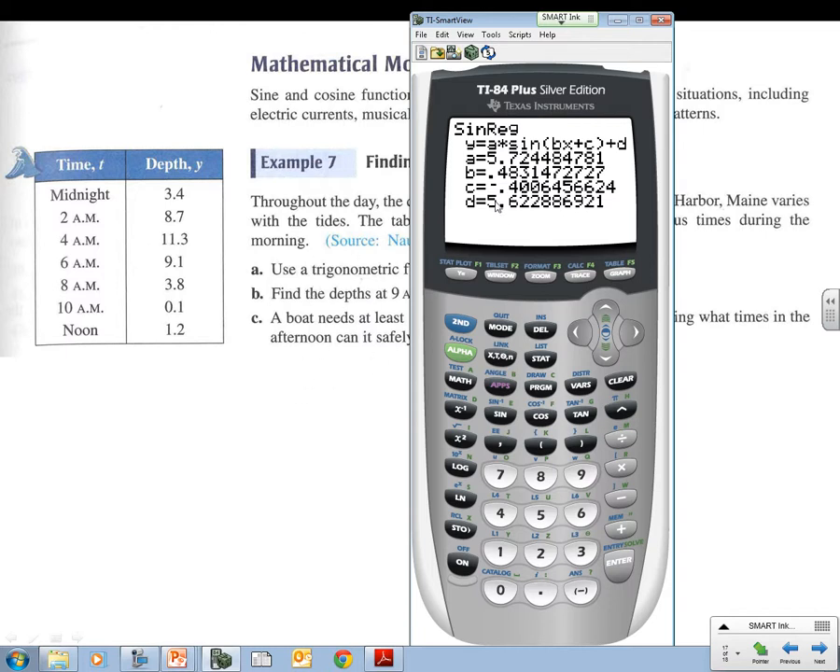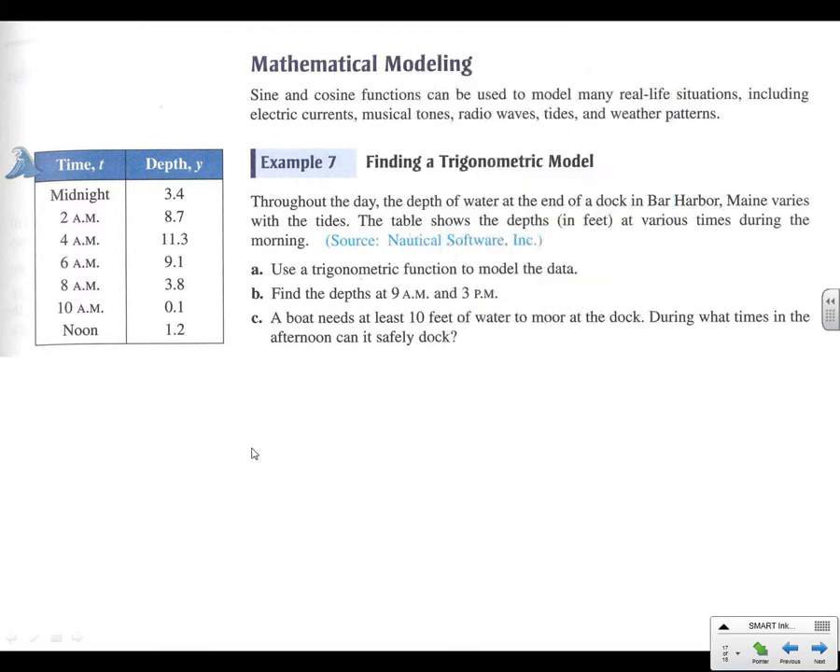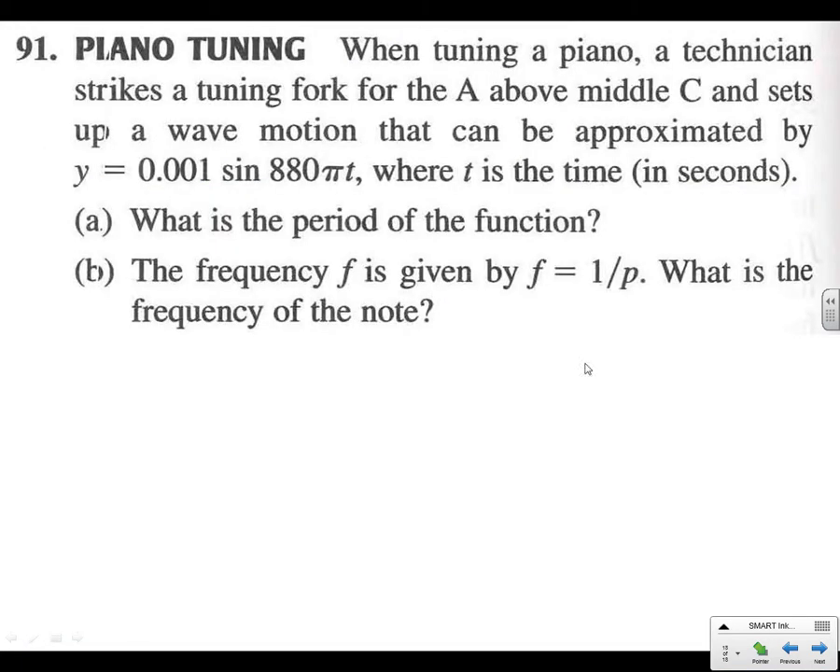What I really want to focus on is the fact that we can do a regression for a sine curve. This gets us all of our A, B, C, and D points for a sine curve. All right? So you would also be able to do something similar for 91 based on a real world problem. All right? So a lot of problems in the real world have sine curves. Piano tuning, a lot of sound stuff involves wave motion, so we'll look at a couple of those.